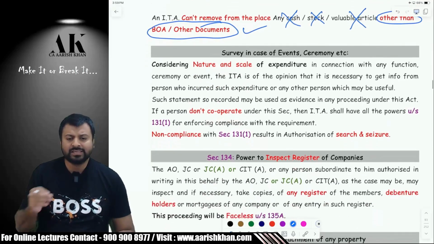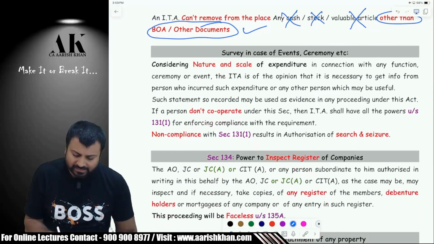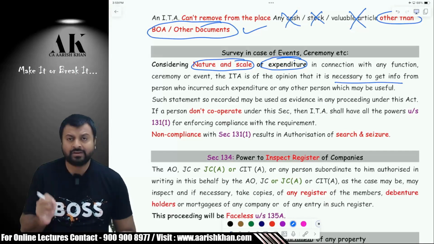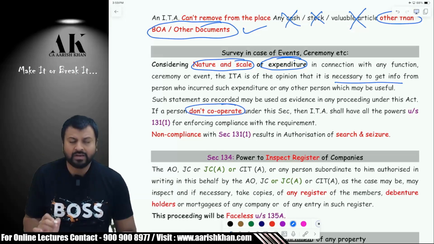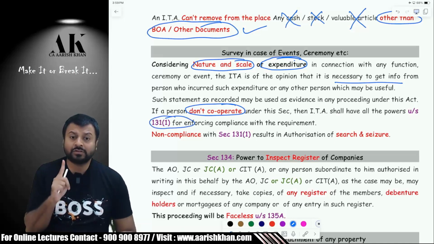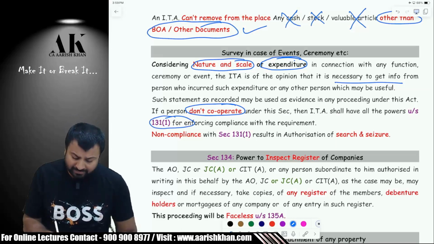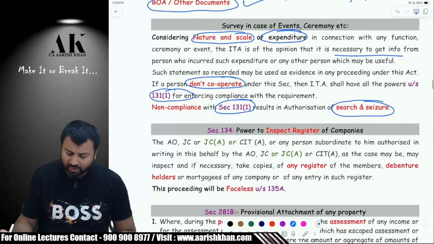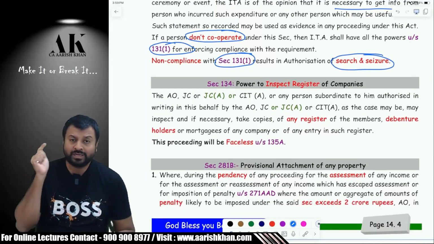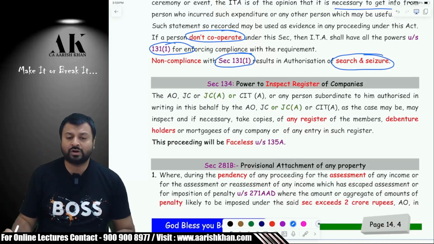Last but not least, can they do survey in your marriages, functions, events, parties, etc.? Yes, considering the nature and the scale of expenditure, if it is necessary, they may also do survey in your marriages, functions, parties, etc. And if you don't cooperate in survey, they may issue you summons for enforcing your attendance. And if you don't comply with summons also, then they may initiate search and seizure against you. A search and seizure power can also be initiated against the assessee if it does not comply with the summons, okay.